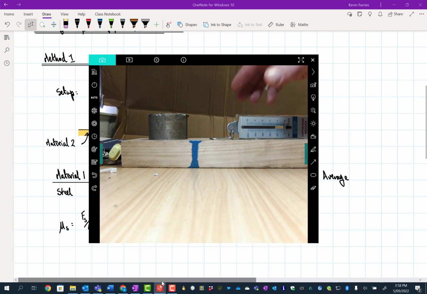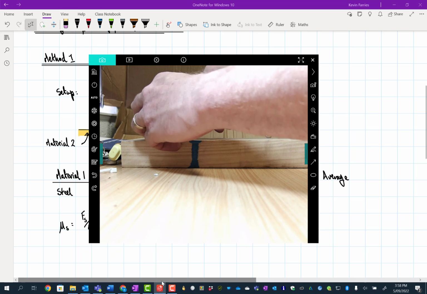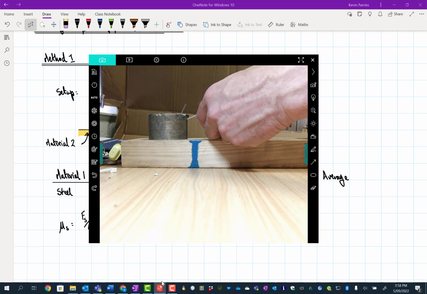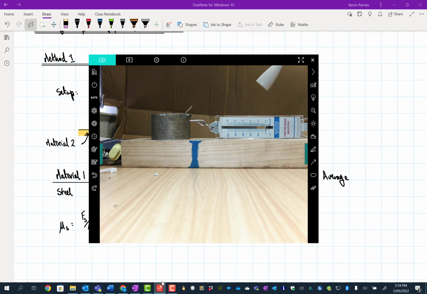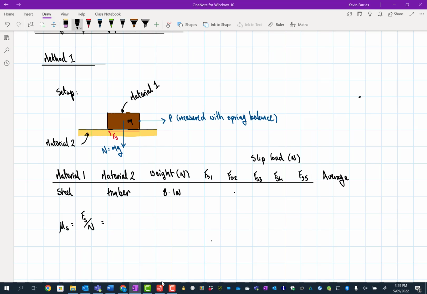So we'll just bring it back. Basically we're just attaching the spring balance like so. Then we're going to pull that until it slips, and take a note of the load it slips at. I'm going to try and pull it as straight as I can. So that was 3.8. And I'll do that another 5 times. And then we'll come back again.